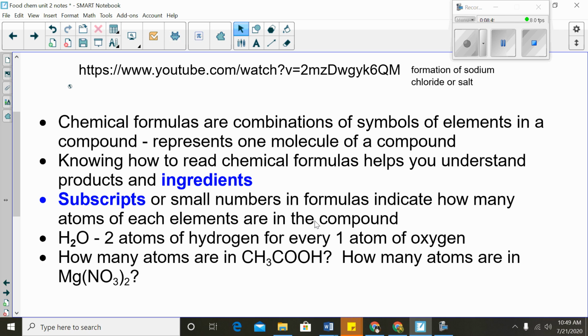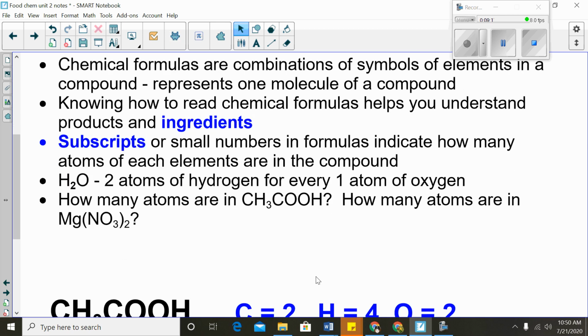What if I asked you how many atoms are in CH3COOH? Or how many atoms are in Mg(NO3)2? What you need to do is count your individual atoms and then add them up. But be careful with the Mg(NO3)2 because you have that parentheses. So let's see if you know how to answer this now.